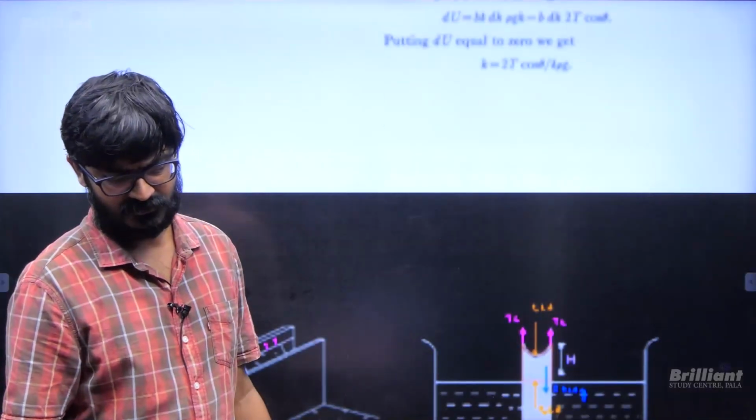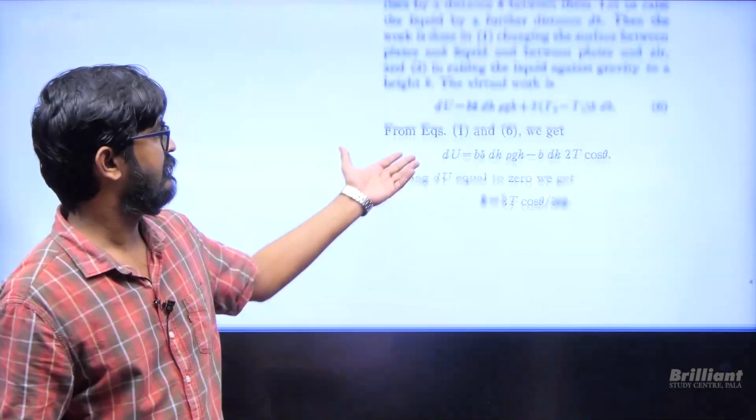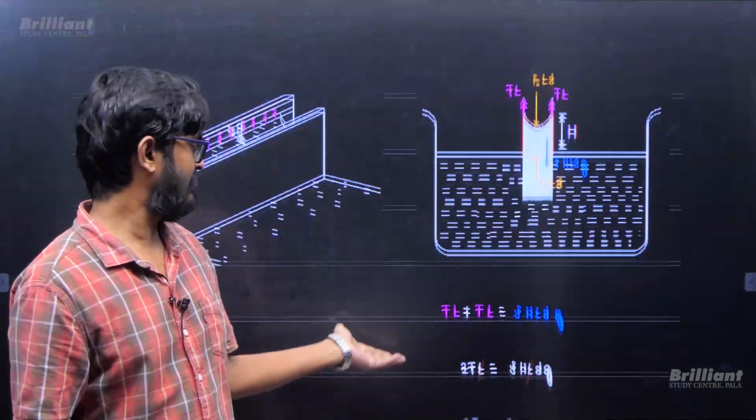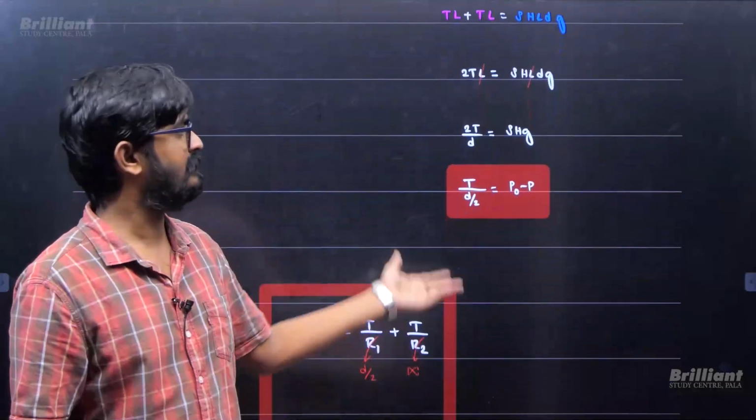And probably I will be attaching the PDF. If you want, you can read more on that, and you can do the same thing for 2 plates also, but at an angle theta. The derivation that I have done is for when the contact angle was 0. So you can look into the PDF, right?